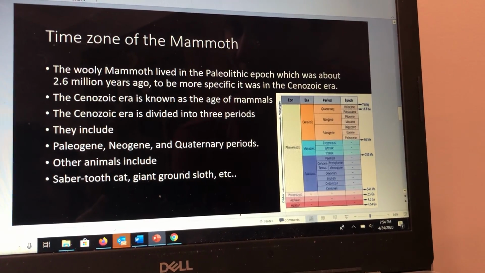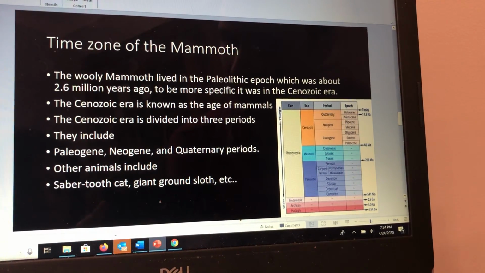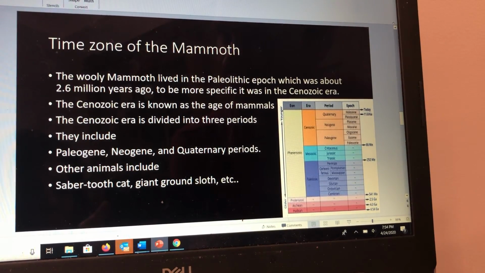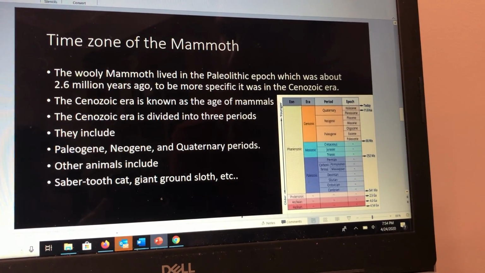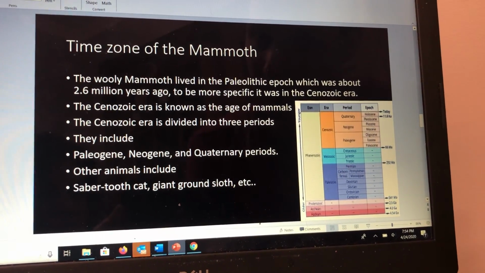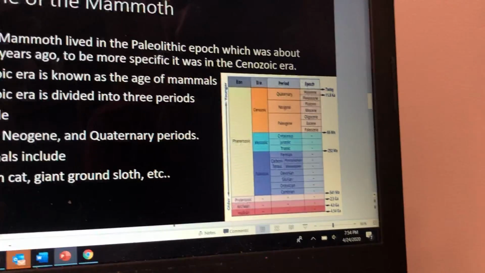The time zone of the mammoth. The woolly mammoth lived in the Paleolithic epoch, which was about 2.6 million years ago. To be more specific, it was during the Cenozoic era. The Cenozoic era is known as the Age of Mammals.